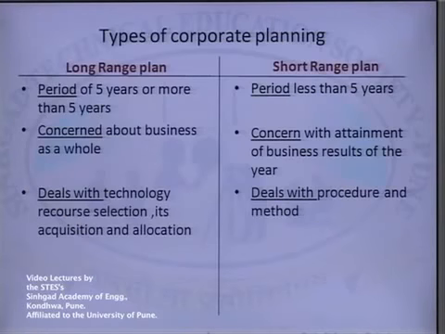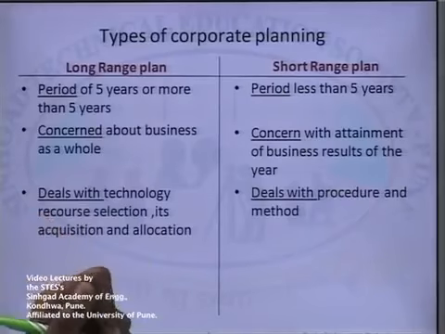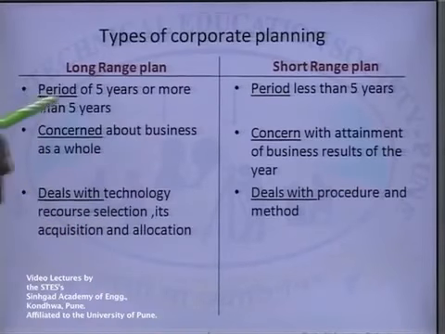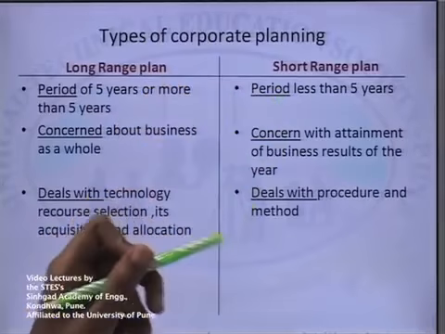Next point and very important concept here: the types of corporate planning. There are basically two types of plans, the long range plan and the short range plan. As the name suggests, long means it has a larger time period compared with your short range plan. Now, what is the long range plan's period? A period of 5 years or more than 5 years. And for the short range plan, it can be less than 5 years.